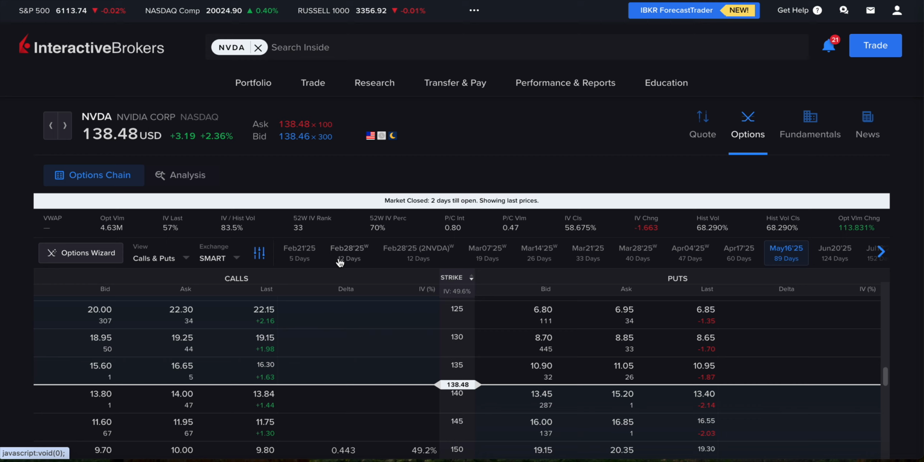I think understanding the different expiration dates is key to being successful. For me personally, I do weekly options and sometimes I do monthly options. It really depends on how the price action of the stocks and the market movement is.